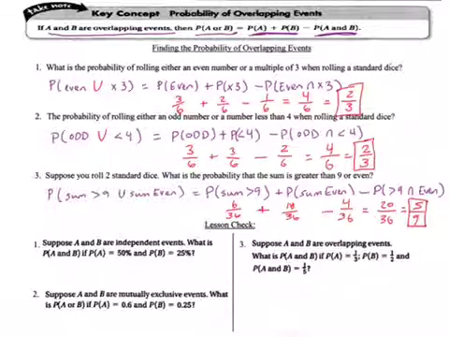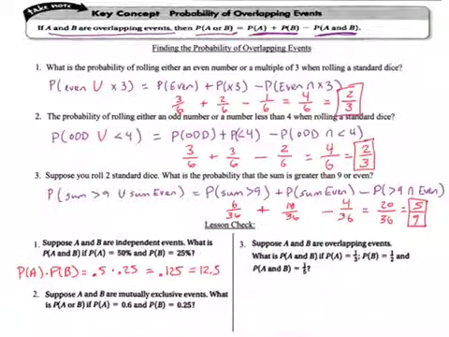So suppose A and B are independent events. What is the probability of A and B if the probability of A is 0.50 and the probability of B is 0.25? So keep in mind, because they're independent events, we're looking at the probability of A times the probability of B, which we'll turn into decimals. And in this case, we multiply that out, we get 0.125, or in this case, 12.5%.